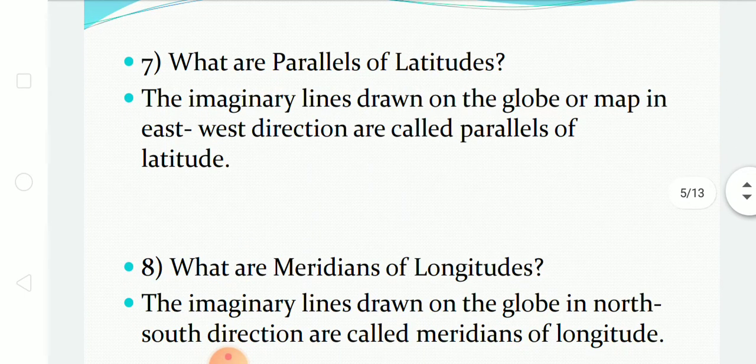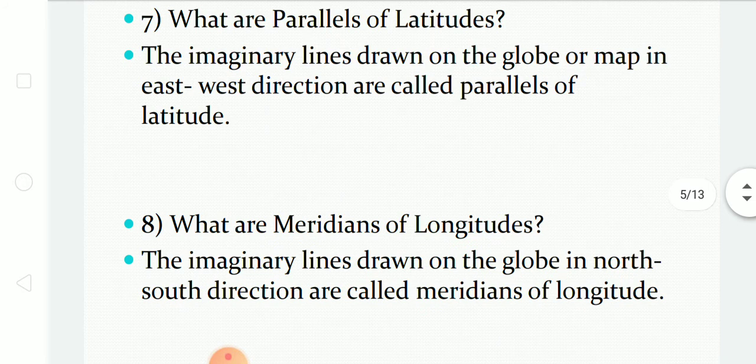Next question is, what are parallels of latitude? The imaginary lines drawn on the globe or map in east-west direction are called parallels of latitude. Meridians of longitude: the imaginary lines drawn on the globe in north-south direction are called meridians of longitude.